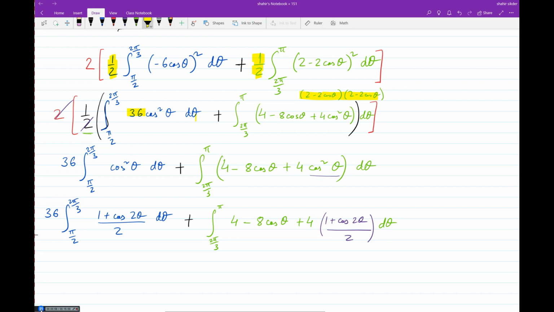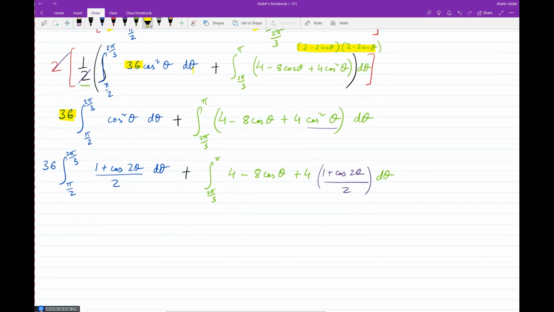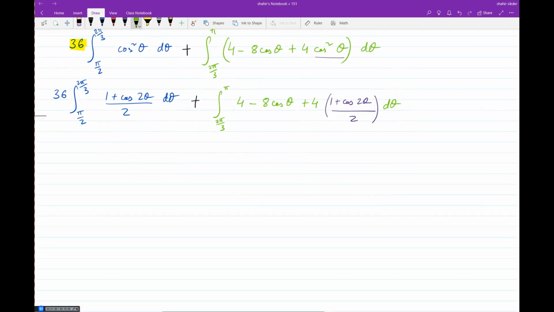Once again, this 36 is just a constant, so it's easier for us to pull it outside. So there's that 36 coming out, cosine squared d theta, plus 4 minus 8 cos theta plus 4 cos squared theta. Now we know how to take the integral of 4, and we know how to take the integral of 8 cos theta, and those are all easy. But the only problem that arises now is as follows. We don't know how to take the integral of this cosine squared and this cosine squared. So let's do some trick to it.